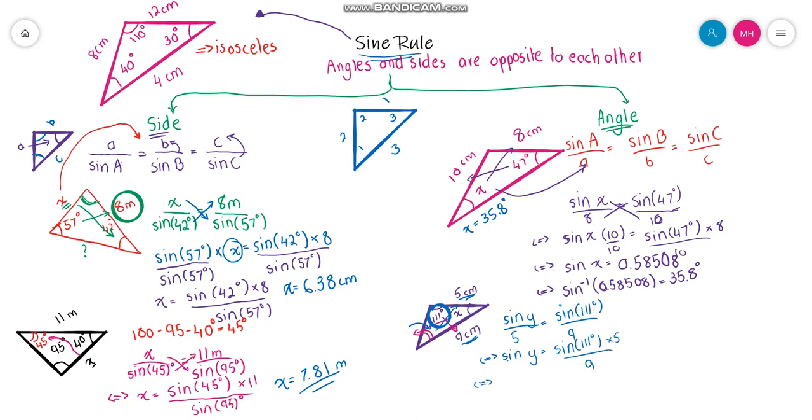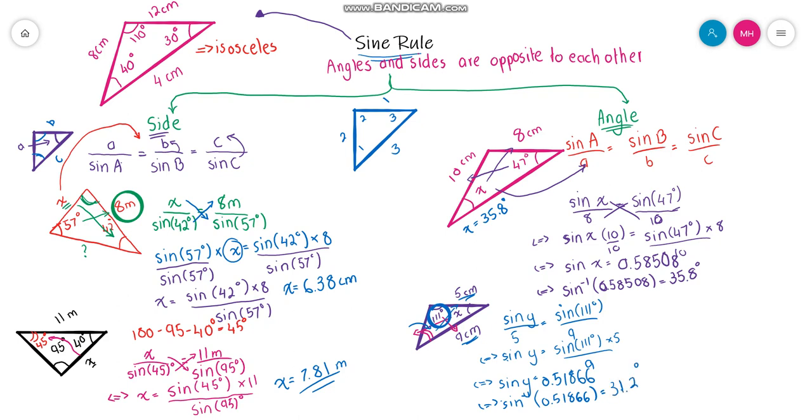Now you calculate that, sine of 111 multiplied by 5 over 9, and you get 0.51866 when you round it to 5 significant figures. Then you put this in sine inverse, and you get 31 degrees. Therefore the sine inverse of 0.51866 is equal to 31.2 degrees.